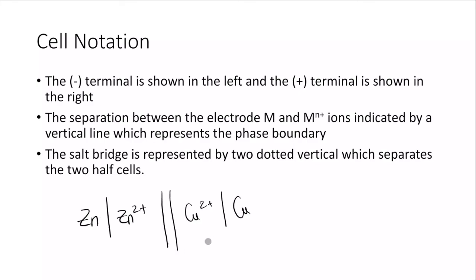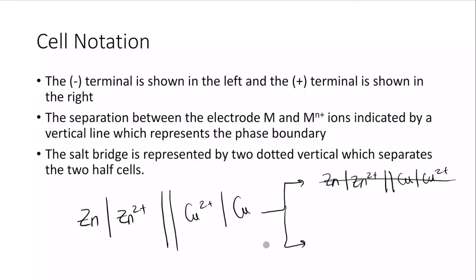Now, there is a misconception, and students tend to make some mistakes. Students could write Zn2+, Zn, Cu2+, Cu. Again, this is wrong, because I need to put the metals on the extremities. As you can see, the metals are on the extremities.